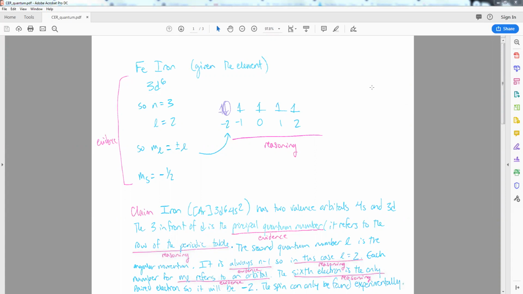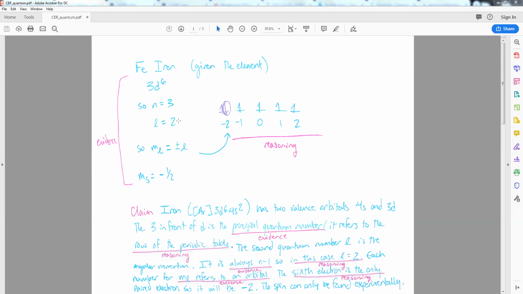I know that based on the number 3 that I see in front, that's the third row of the periodic table, and that corresponds to my principal quantum number. So n in this case is going to equal 3. The next thing that I know is that l, my second quantum number, is always n minus 1. So in this case, because n is 3, n minus 1 means that my angular momentum quantum number will be 2.